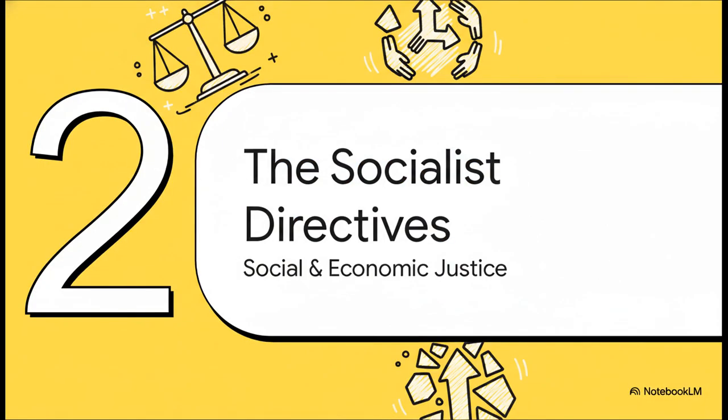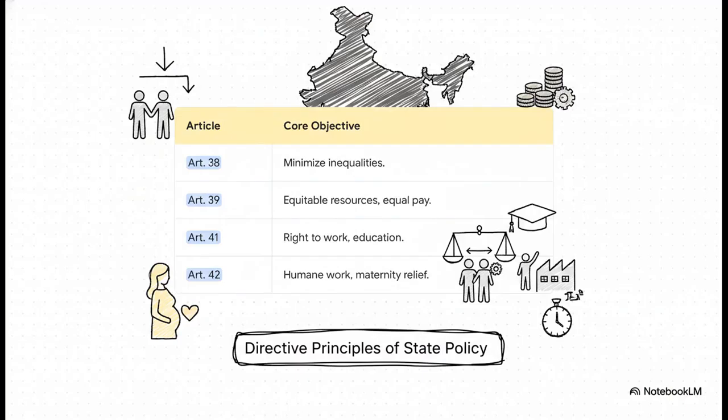All right, let's jump into the first category, the socialist directives. At their very heart, these principles are all about building a welfare state and tackling that social and economic injustice head-on. Let's look at the heavy hitters here.